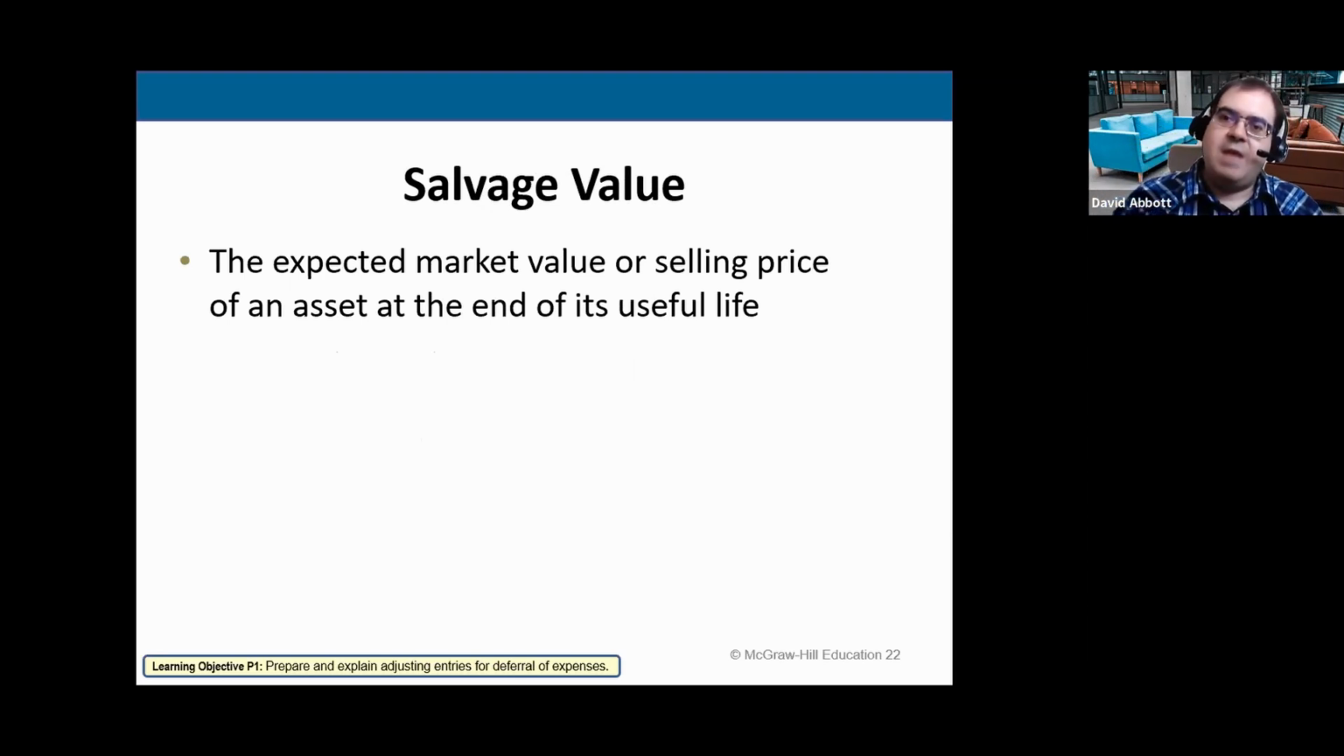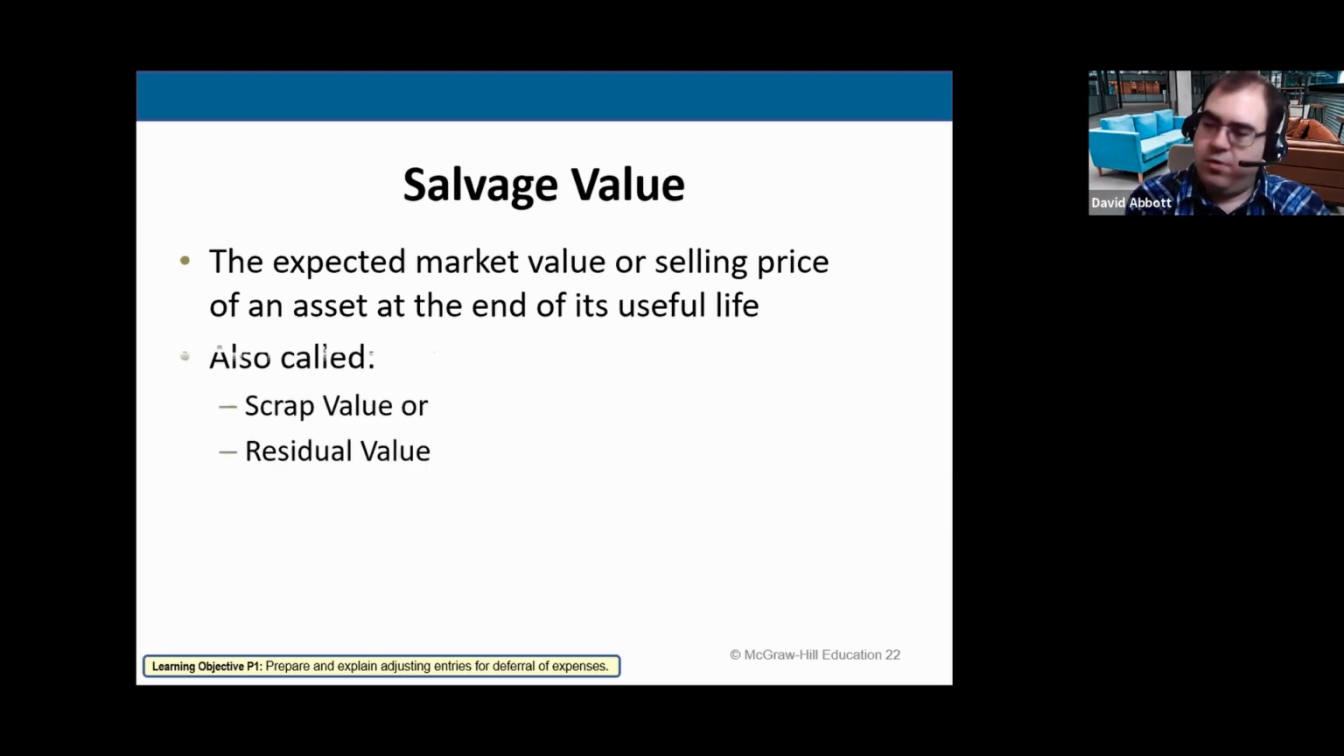A salvage value, as we said. Salvage value is the expected market value or selling price of an asset at the end of its useful life. Now, it could also be scrap value or the residual value. So for example, let's say it's a piece of equipment. You might not be able to sell it on to someone else. You may just have to scrap it.